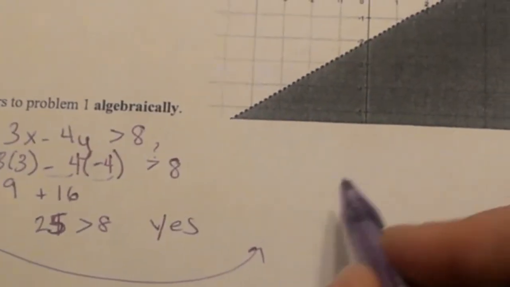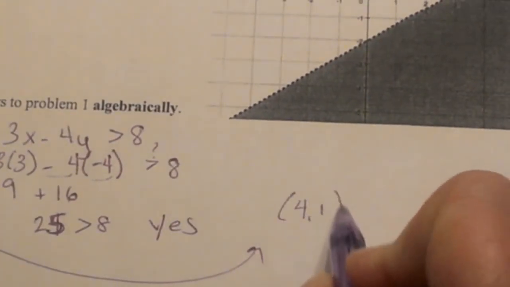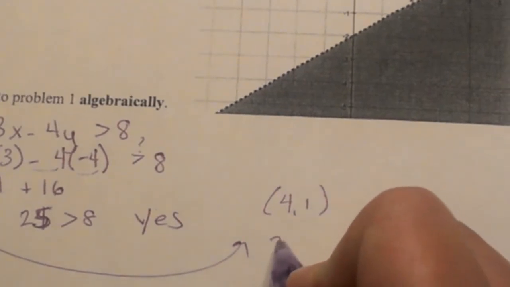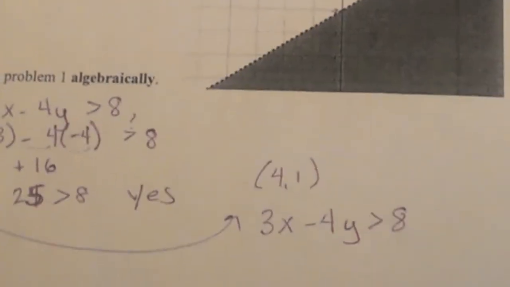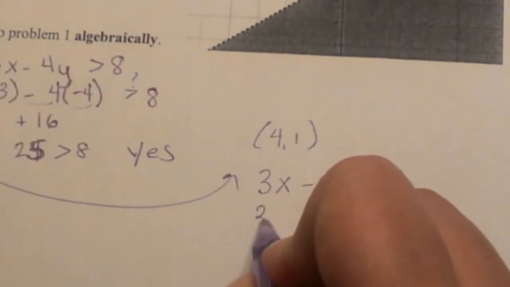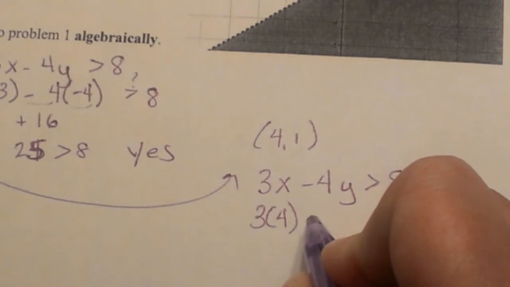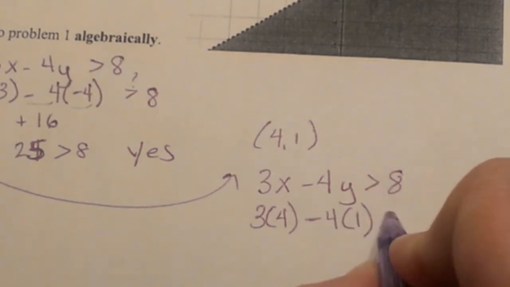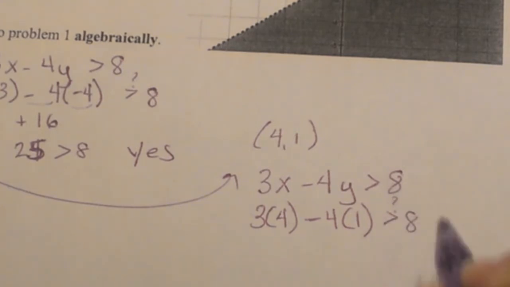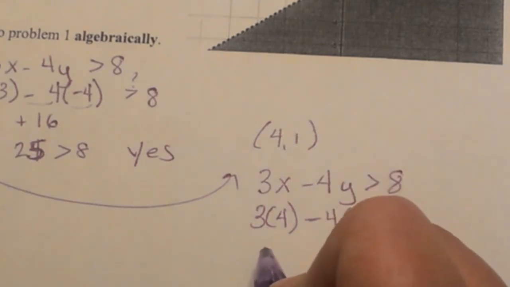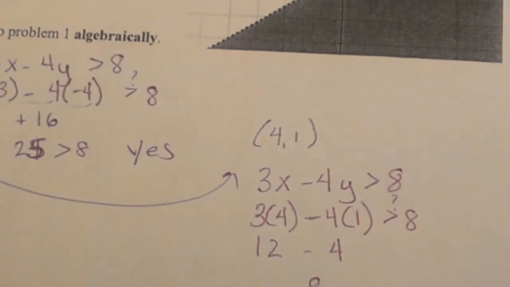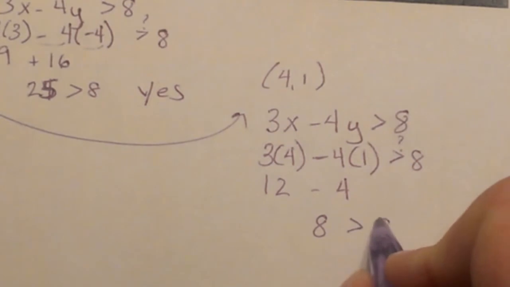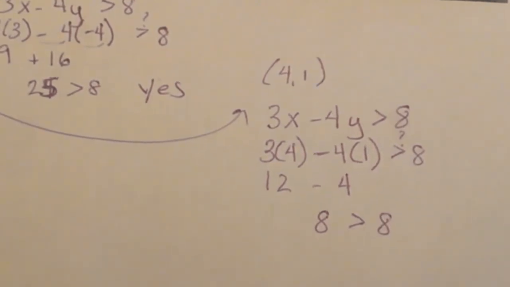If I'm going to check to see if the ordered pair (4, 1) is a solution to the inequality, again, I'm going to plug in the x and the y values into the inequality that was given to me. So I'll plug in 4 for x, and 1 for y, and I'm checking to see if that's really greater than 8. 3 times 4 is 12, 4 times 1 is 4, and 12 minus 4 is 8. But 8 is not greater than 8.